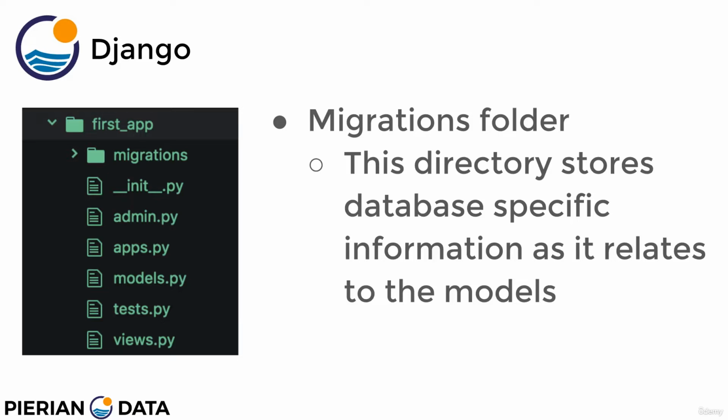But before we get started with any of this, we actually need to tell Django that we just created this application. We need to let it know that first_app actually exists. So what we'll do is go back to the settings.py file of our project and add in that first_app.